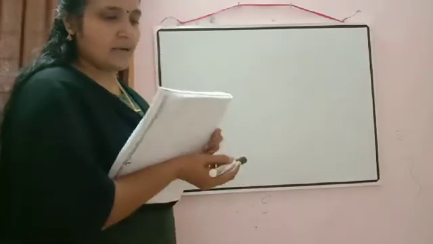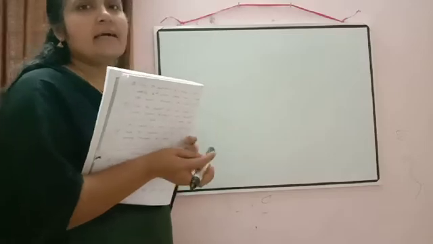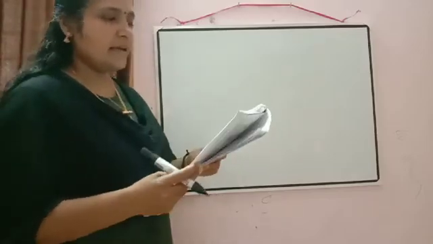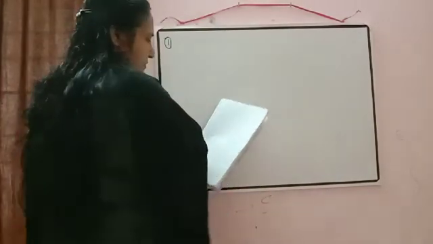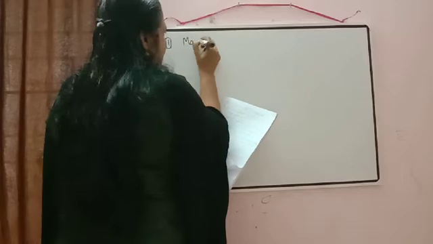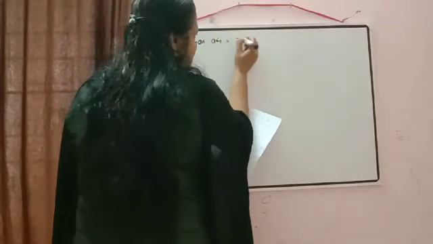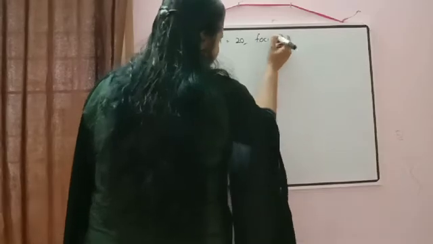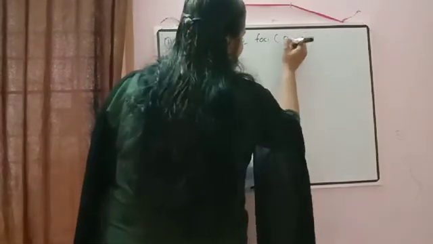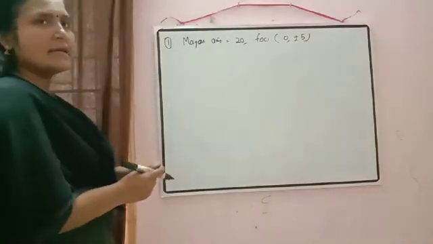Find the equation of ellipse in the following conditions. In that, first question is given: length of major axis is equal to 20, foci is equal to 0, plus or minus 5. Length of major axis is given and foci is given.